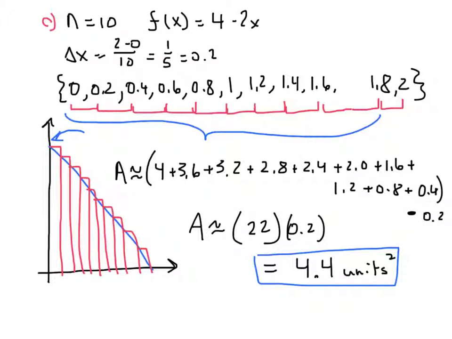Anyway, as I was saying, we increased the number of rectangles. Our estimate is closer to the exact value of 4. Still a little on the high side, because all of our rectangles, as you know, looking at this picture over here, all of our rectangles are on the high side of our blue line. Okay, so let's wrap this problem up with letter D and talk about whether or not we think that our approximations are improving.